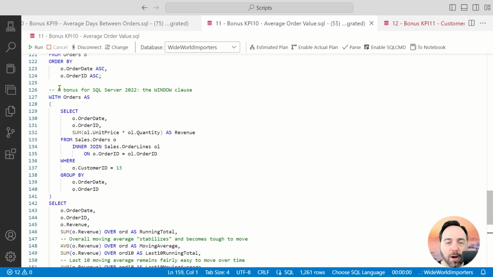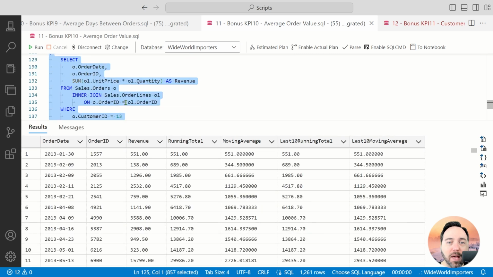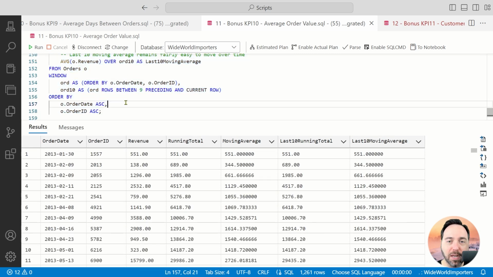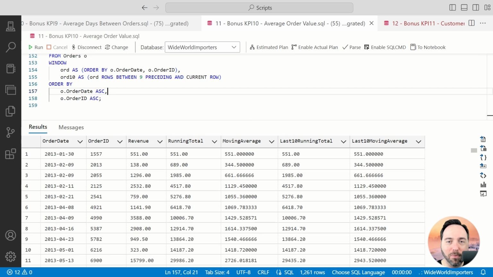And if I run the query, the results are exactly the same. It's also the same query performance from the database engine, so we don't need to think about whether one approach or the other will perform better, because ultimately they're doing the same thing.